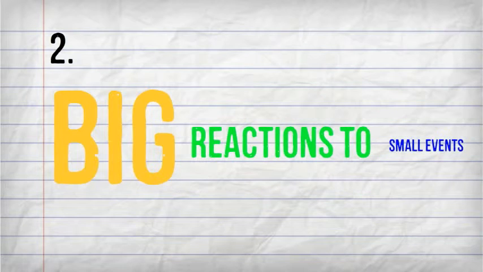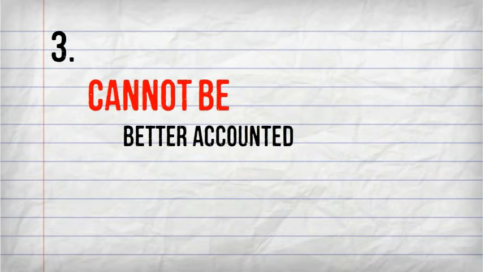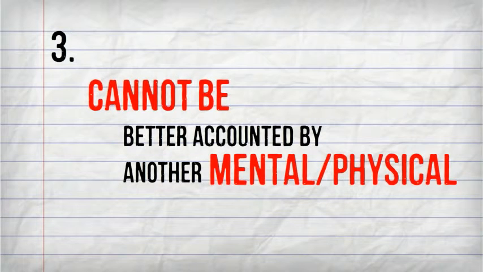Secondly, the aggressiveness is grossly disproportionate to the circumstances or provocation. In other words, big reactions to small events. Again, looking at the part where Jack broke his son's arm merely because he was playing with Jack's script clearly proves this. However, the third part is where things get complicated. If you diagnose an IED, the behavior cannot be better accounted for by another mental or physical medical condition.